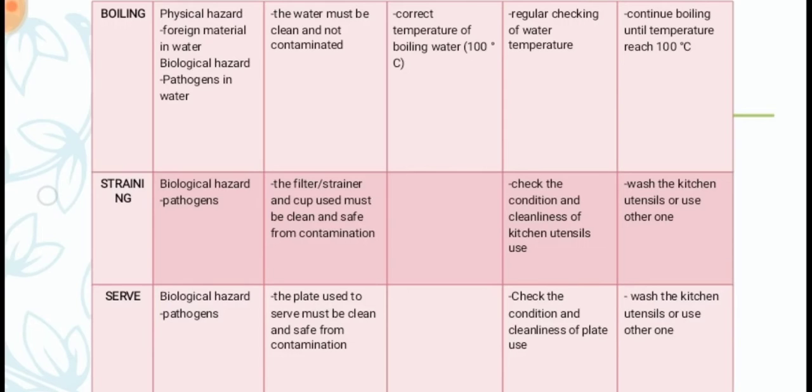And for the CP, the filter of strainer and cup must be safe and clean. And for the preventive measure, check the condition and cleanliness of kitchen utensil. And for corrective action, wash the kitchen utensil or use other one. And lastly, for the serving is biological hazard. The plate used to serve must be clean. And for the preventive measure, check the condition and cleanliness of plate used. And for the corrective action, wash the kitchen utensil or use another one.